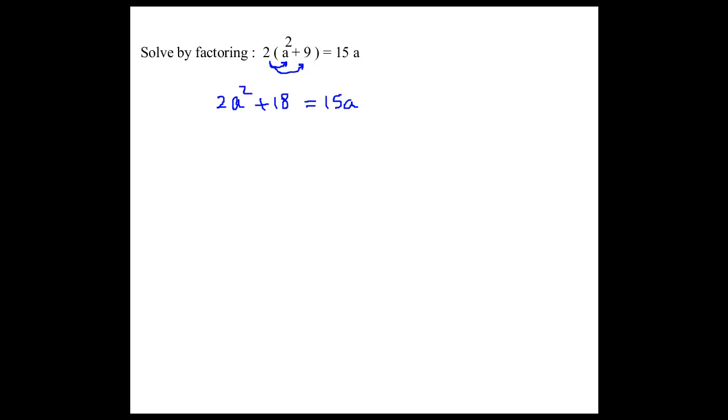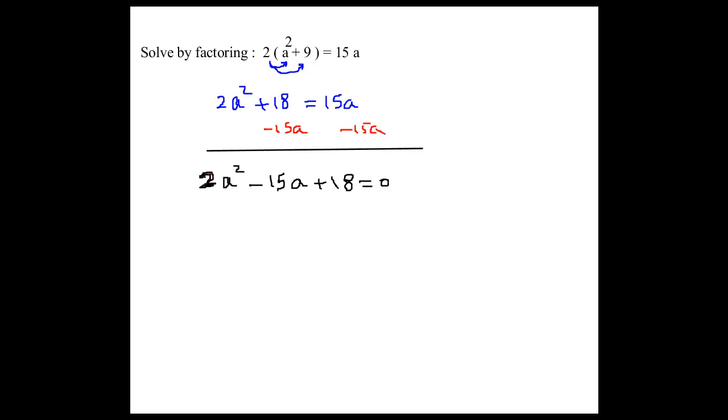Okay. So what's the next step? Minus 15a on both sides. Right, you subtract 15a. And remember, we want to move everything to one side of the equation. So I get 2a squared minus 15a plus 18 equal to 0. So what would be the next step, Sunit?